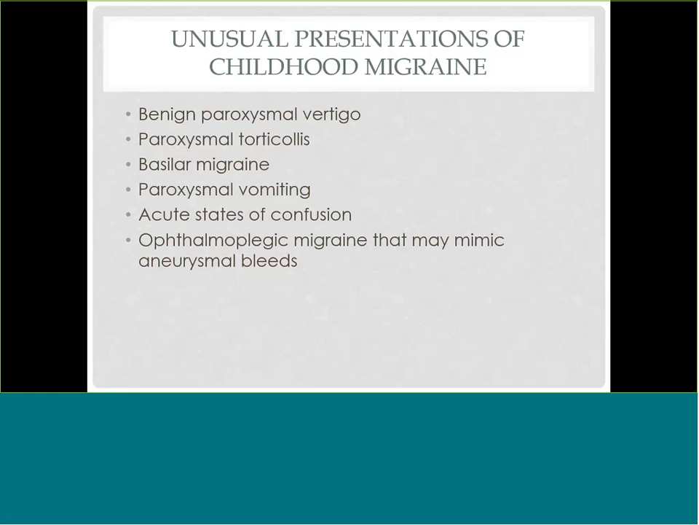Patients with migraine may suddenly have acute states of confusion. Sometimes this can be triggered by even minor head injuries. For instance, I had a child in school who just hit her head against the locker and then became confused for several hours. This was not a concussion, but this was a child with migraine whose confusional state was precipitated by the mild injury. And then we can see ophthalmoplegic migraine that can actually mimic aneurysmal bleeds. Children can develop ptosis or third nerve palsies.